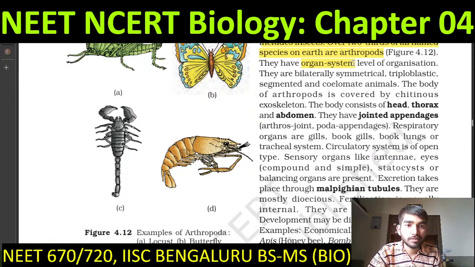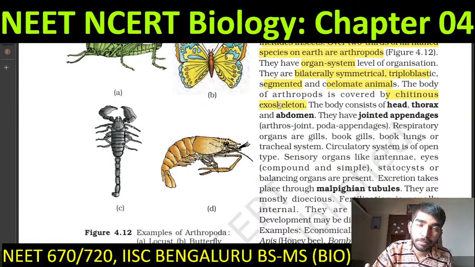They have organ system, so this was expected. From now on, everyone will have organ system. Bilateral symmetry, okay. Triploblastic, segmented, coelomate animals. So triploblastic nature will also be there for all of them. Coelomate nature will be also there. Segmented is something unique to them, similar to annelids, but it's not that all the developments will also have segments or not. The body of arthropod is covered by chitinous exoskeleton.